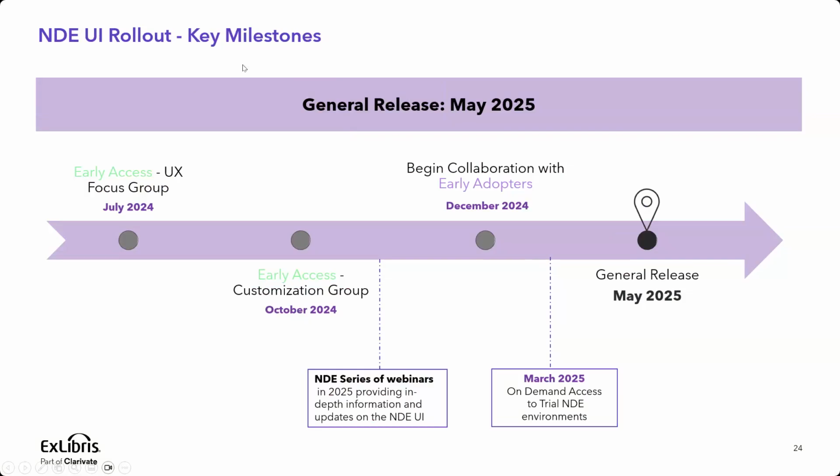Let's go and see what the key milestones are. The general release, of course, is May 2025, and I will explain what is included. What we have in the milestones so far: we opened the NDE for early access for the members of the UX focus group. Now, with the customization group starting in October, we opened the NDE for them also to play with the customization modules.